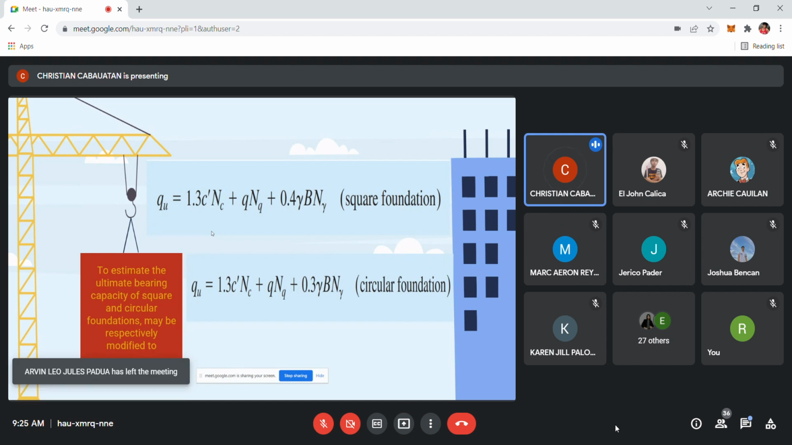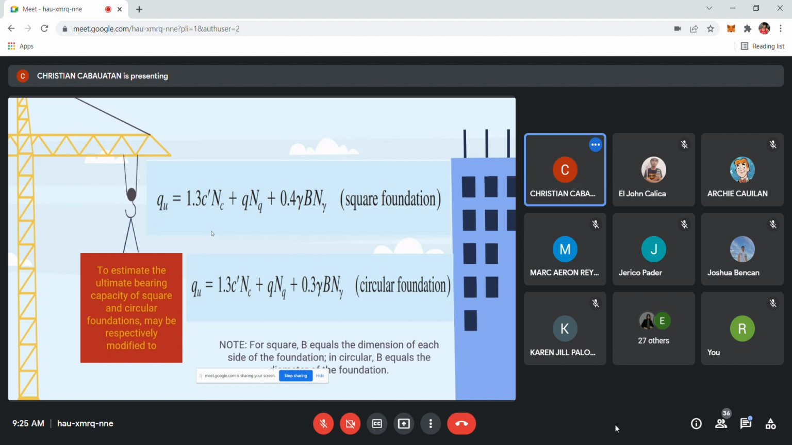So, moving on. Take note that for square, the B equals the dimension of each side of the foundation. And for circular, the width B equals the diameter of the foundation. Alalahanin nyo yun.